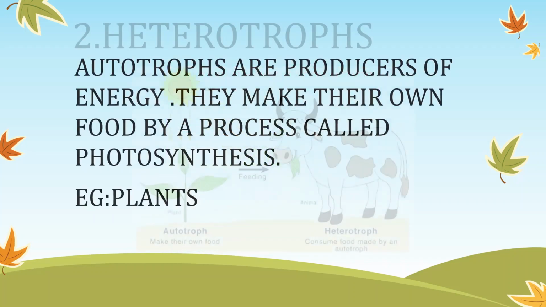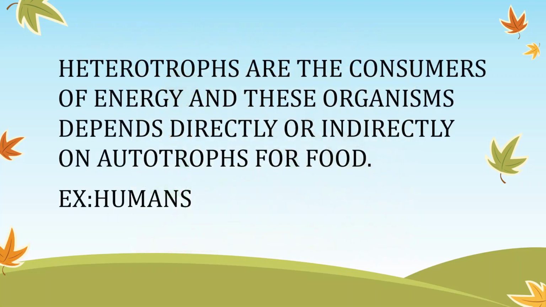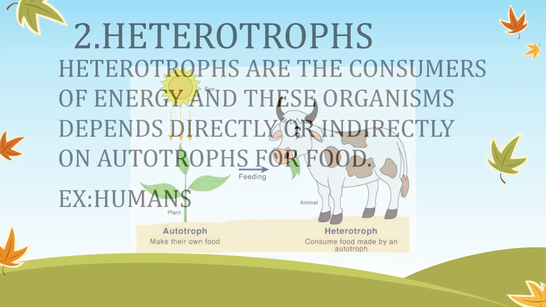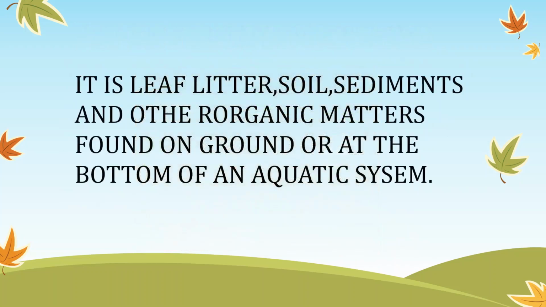Now second type, heterotrophs. Heterotrophs are the consumers of energy and these organisms depend directly or indirectly on autotrophs for food. Example, humans, animals, etc. Next is non-living matter. It is leaf litter, soil, sediments and other organic matter found on the ground or at the bottom of an aquatic system.